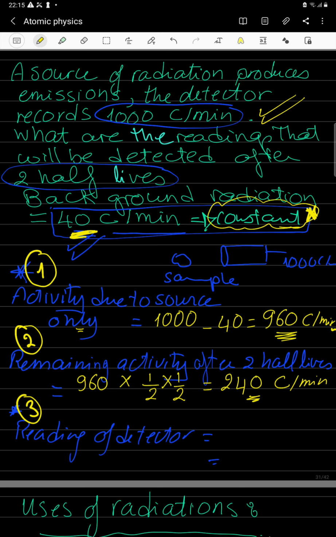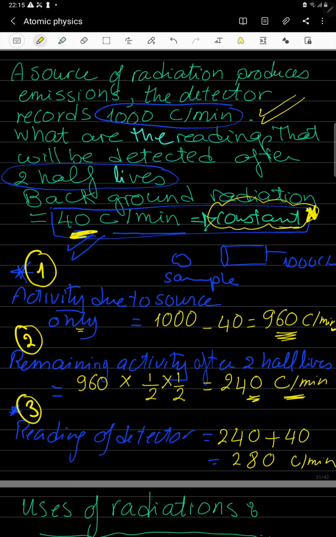طيب the third question, what will be the reading of the detector? The Geiger-Müller tube, is it going to read 240 counts per minute? No, it's going to read both the remaining activity of my source اللي هي 240 counts per minute plus the background radiation. يبقى الديتكتور بتاعي هيقرا 280 counts per minute.